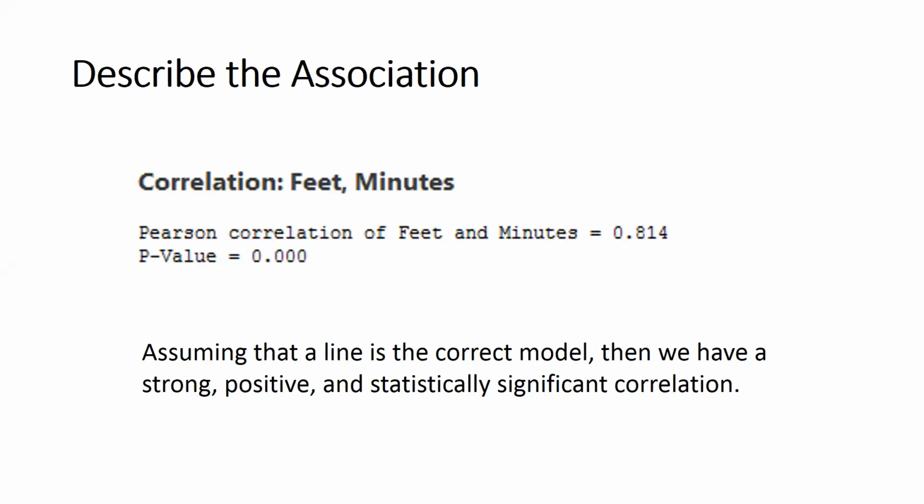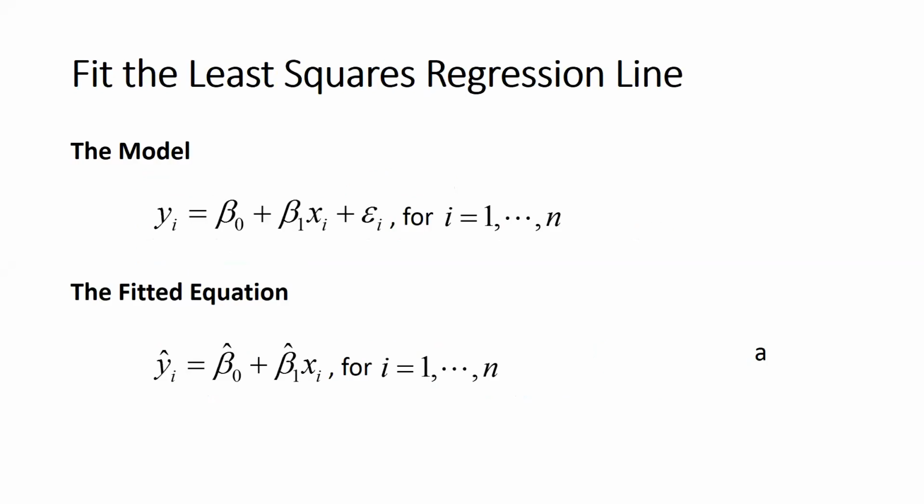So it's significantly different from zero. The null hypothesis would be that the correlation is zero. So I've looked at the data in a graph, and I've summarized the association with this correlation. My next task will be to actually fit a model to the data so that I can make predictions.